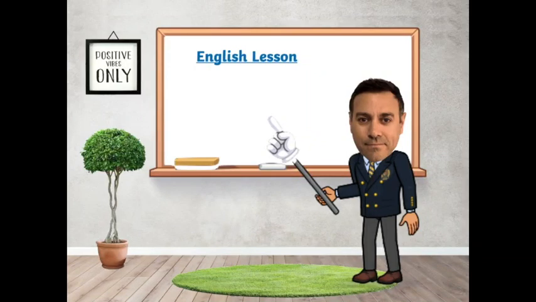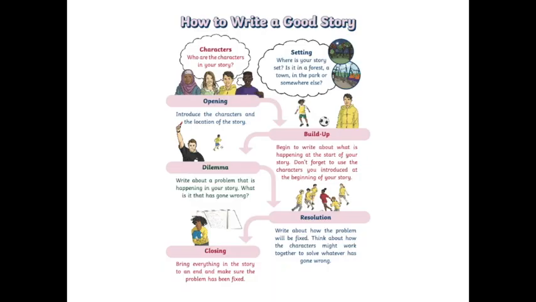Hello everyone, this is an English lesson all about how to write a good story. So how do we write a good story? Well, we can begin by thinking about the characters which we want in our story. Now, they might be people, you might want animal characters, or monsters, or aliens. So characters don't just have to be people.